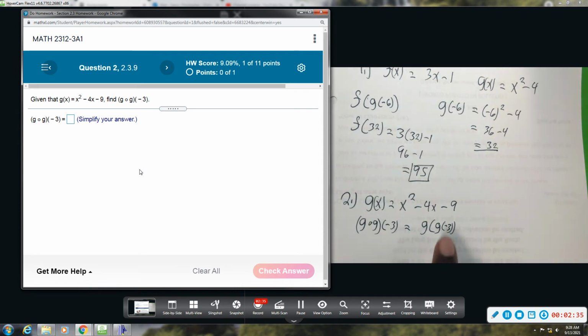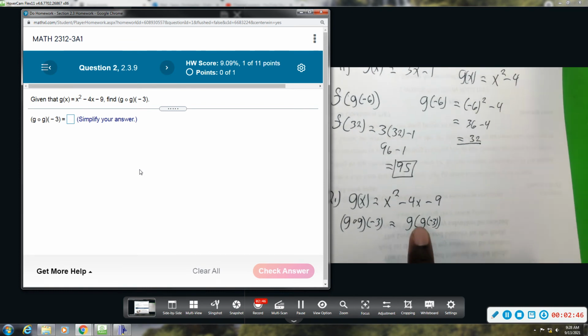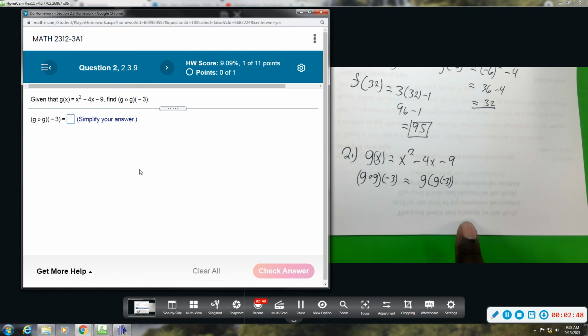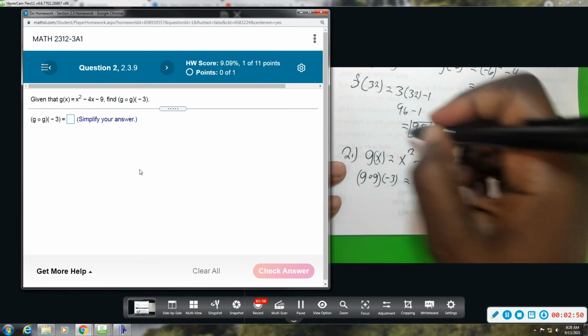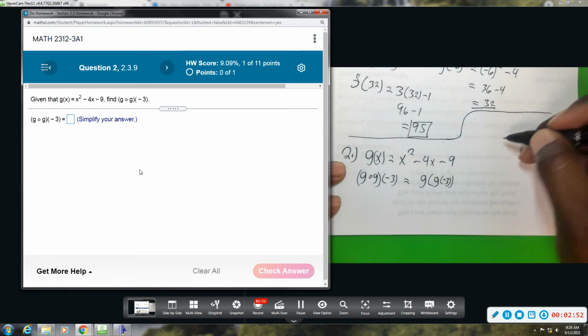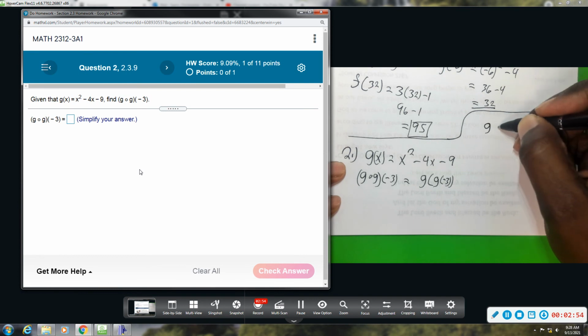So this is what that means. First we're going to plug in a negative 3 into this expression. Whatever answer I get, I'm going to plug that answer into g again and then solve it. Okay, so I'm running out of room here, but I'm going to start over here. So I'm going to say g of negative 3.